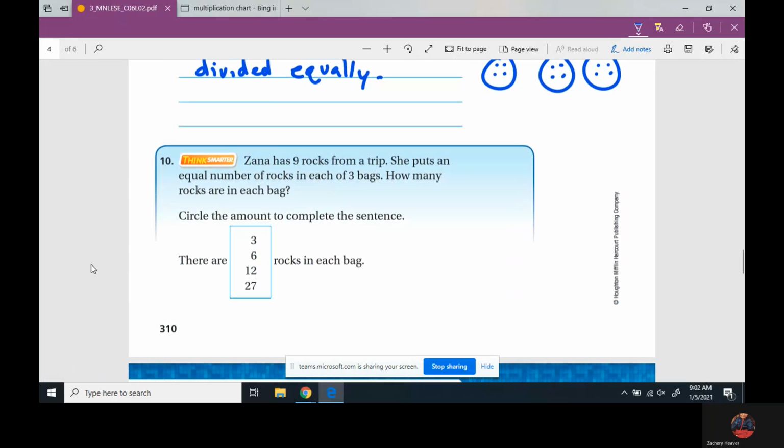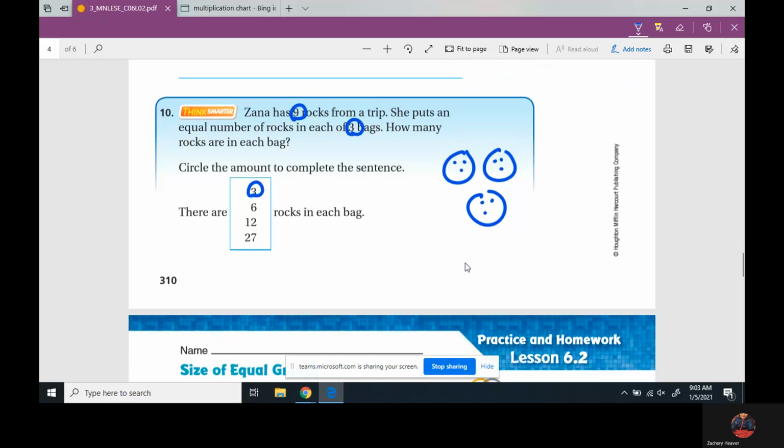Number 10, Zaina has 9 rocks from a trip. She puts them into 3 bags. How many rocks are in each bag? So we have 3 bags. We have 9 rocks. 1, 2, 3, 4, 5, 6, 7, 8, 9. How many rocks are in each bag? 3. Not in all the bags, in each bag. Each bag has 3 rocks.